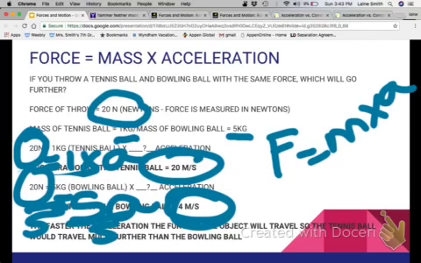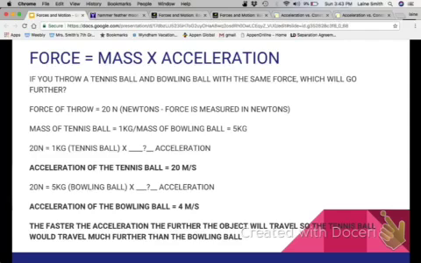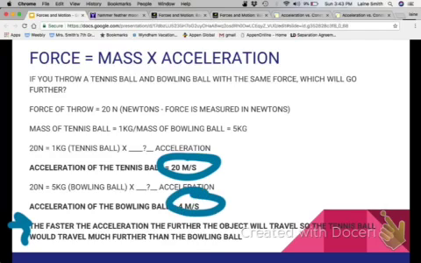Okay, so what that means is that the faster the acceleration, the further the object will travel. Our tennis ball is 20 meters per second squared, the bowling ball 4 meters per second squared. So our tennis ball is going to travel much further than the bowling ball. Well, duh, we could have figured that out without doing the math.